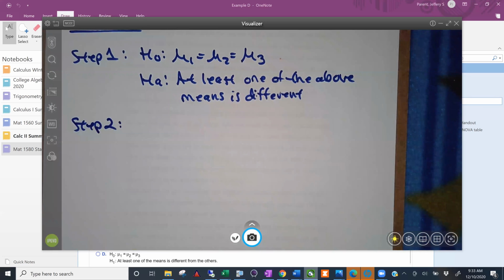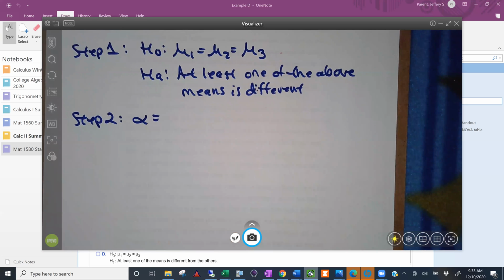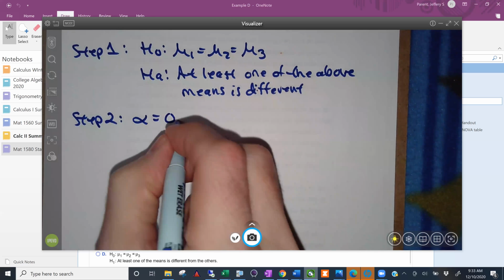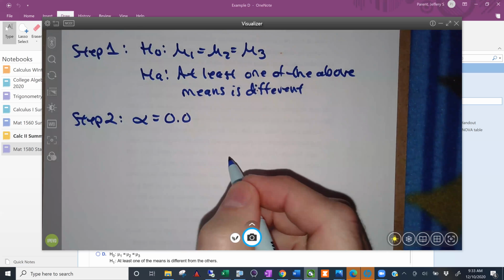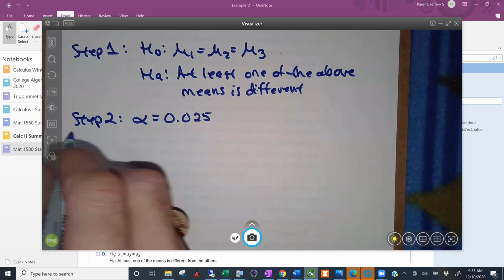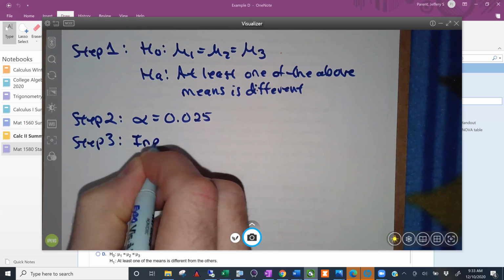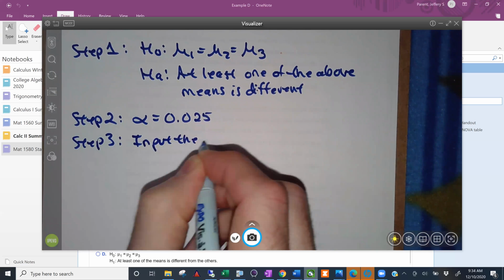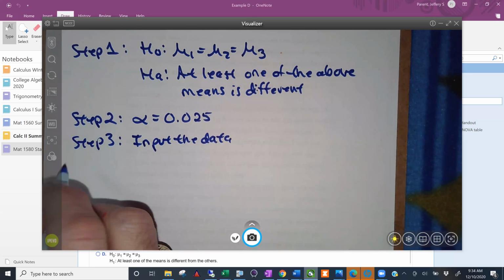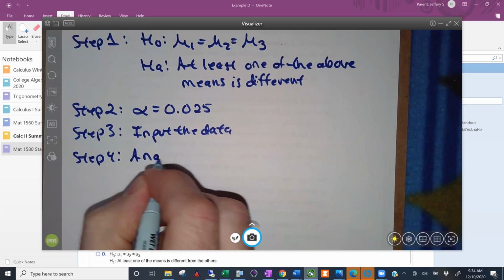So that brings us to step two. Alpha was kind of weird in this one. Not what we typically get. Anyone catch what alpha was? 0.025. Awesome, thank you, 0.025. So kind of odd on that one. Step three is to input the data. And step four, you're going to go to analysis.